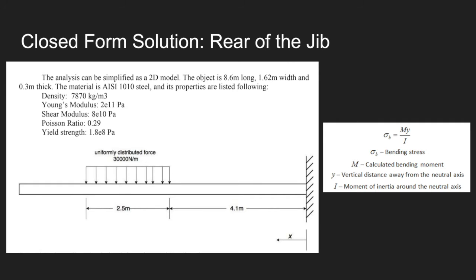We then performed a closed-form solution of the rear of the jib in order to validate the simulation results. The model was simplified to a cantilever beam with the same dimensions, boundary and load conditions, as well as the material. The hand calculations showed that the maximum bending stress was 74 megapascals, which is close to the simulation results, and the percentage error that we calculated was 8.18%.